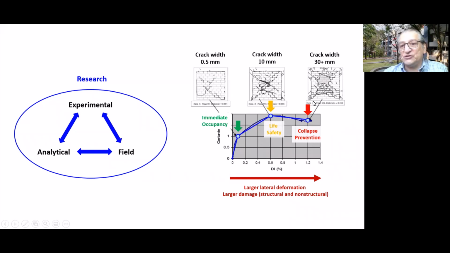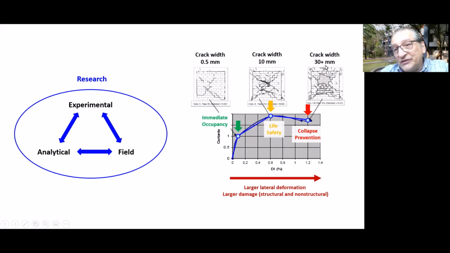So if we keep the structural system within its elastic range of behavior, we have very small damage, and we can then guarantee immediate occupancy. Once we go into the nonlinear range of behavior, damage starts increasing fast with the deformation of the structural system.